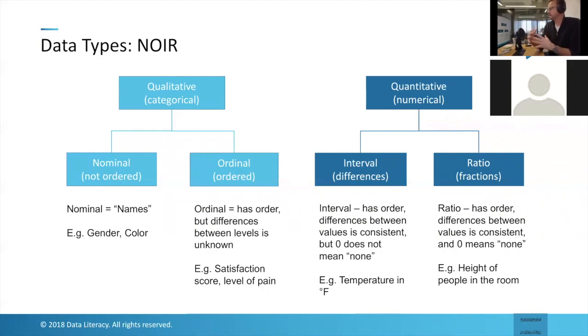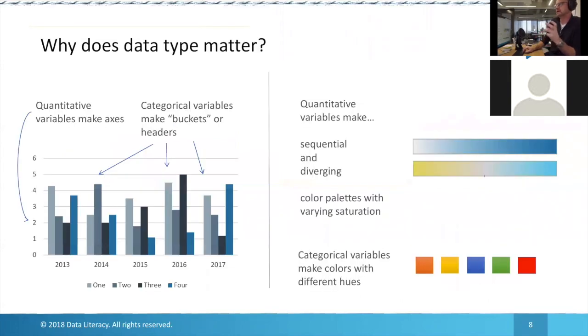On the other hand, ratios are the most powerful in some ways, statistically speaking, of the data types. A ratio has order, differences are consistent, and zero does mean none. Like if we were to take a poll of all the people in this webinar about your height, there's such a thing as zero height. And so we could compute the notion of percent taller or fraction of height.